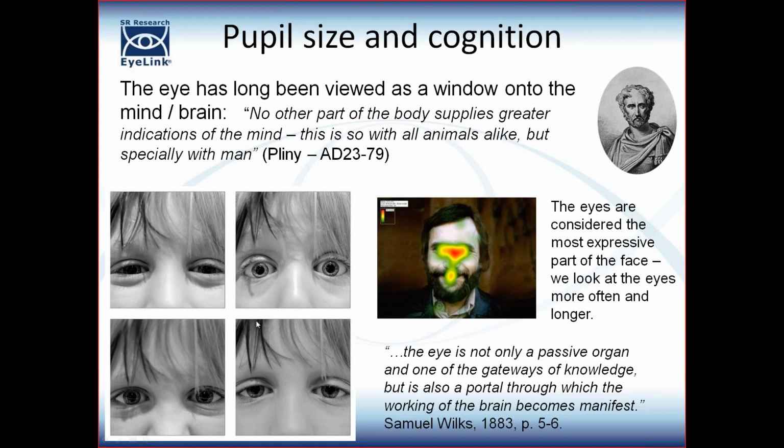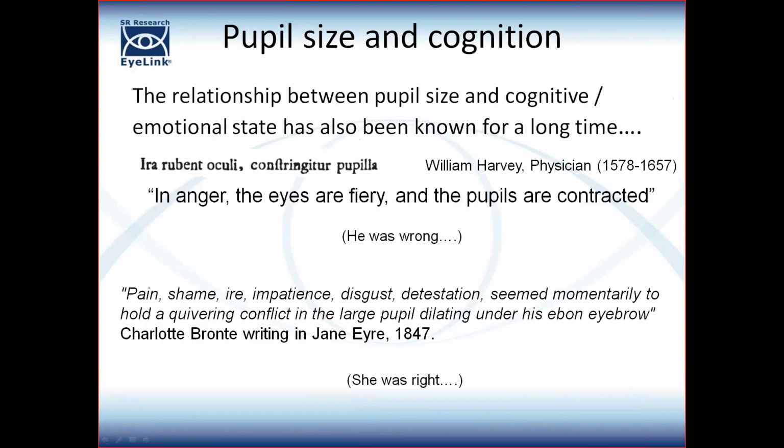So just as we can look at the shape of the eyes, if you like, in these images here, and I think I can tell that's probably fear, that's probably anger, that's sadness, so that's probably happiness. So we can derive information not just from where the eyes are looking, but from the actual eyes themselves. And this has been known for a very, very long time.